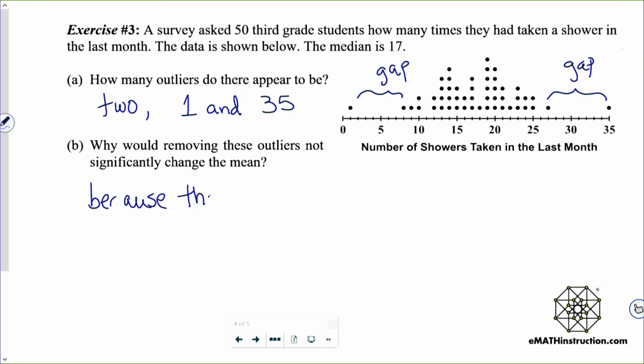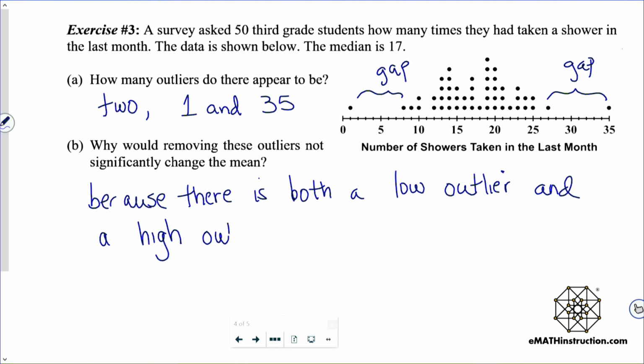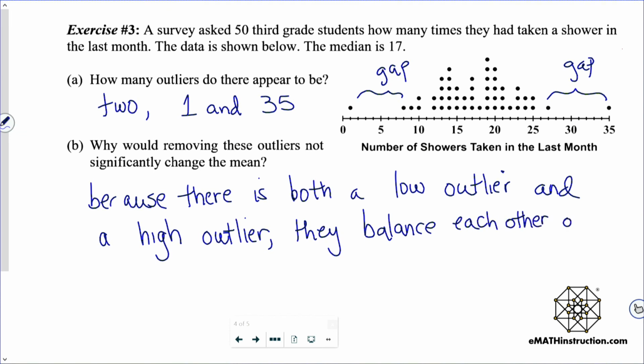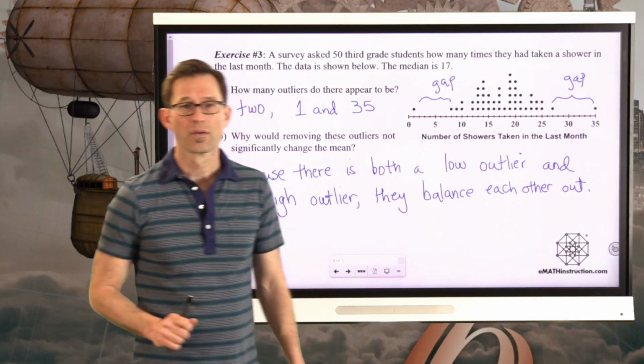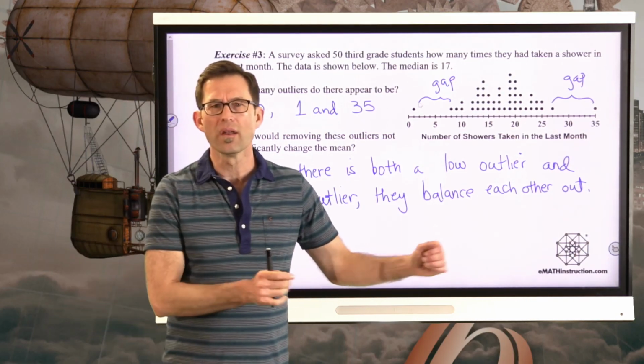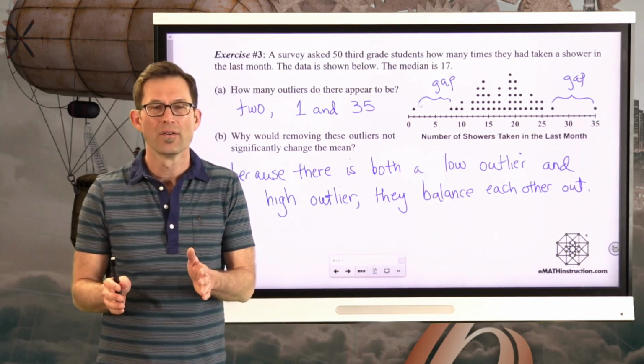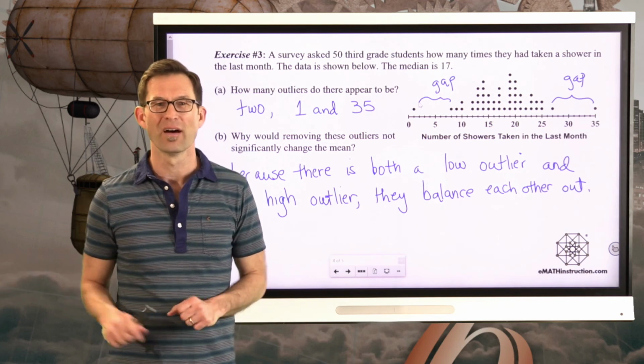So, because there is both a low outlier and a high outlier, they balance, or you could even say cancel each other out. But I'm going to say balance each other out, right? So a high outlier is going to pull the mean up, a low outlier is going to pull the mean down, right? And if you've got one of both, they just kind of balance each other out.